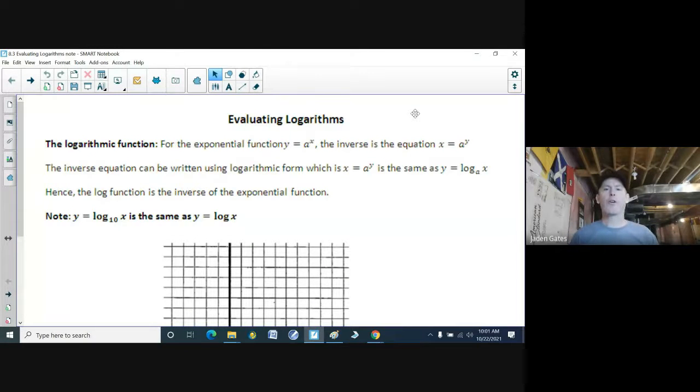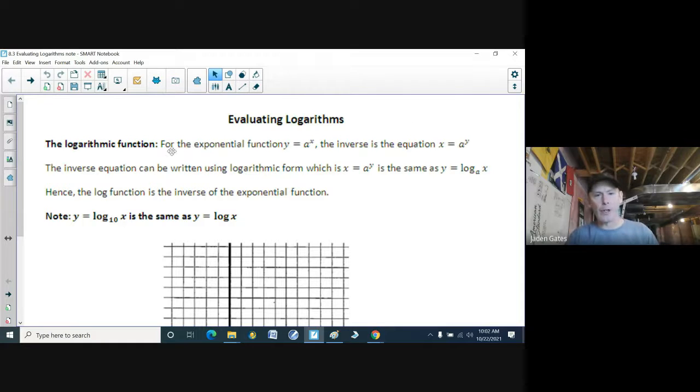All right, well, the next part of logarithms that we're going to look at, the log function, we looked at using it already to solve exponential equations. But now we're going to look at evaluating logarithms and kind of looking at where this function came from or how they developed it and how it relates to exponential functions.